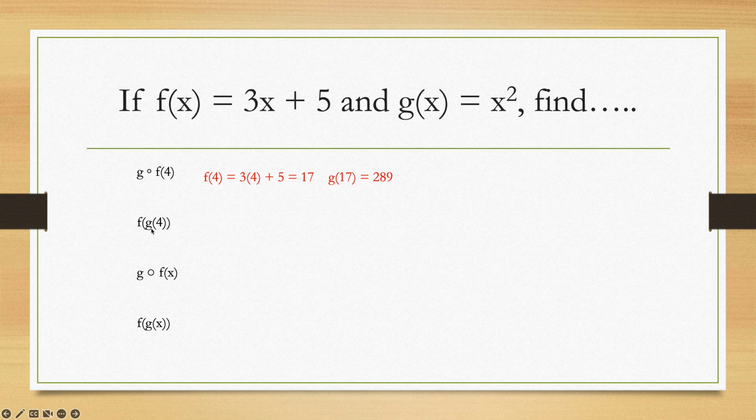Next one, g of 4, then find f of it. So I put a 4 into g, square that. That gets me 16. And then I hand a 16 to f. 3 times 16 is 48, plus 4 is 52.